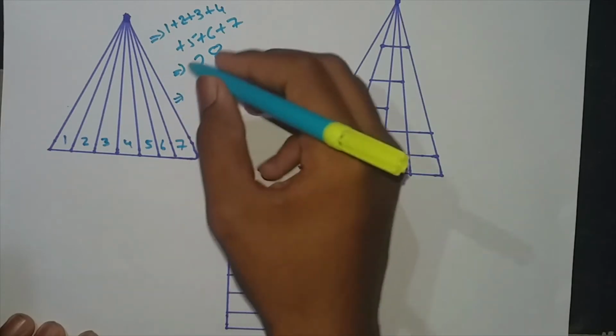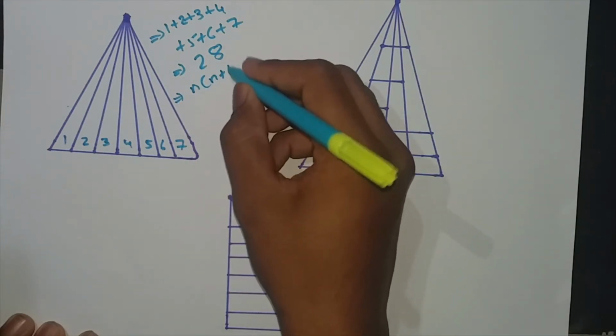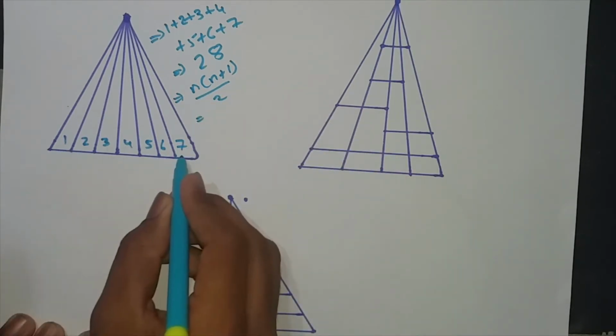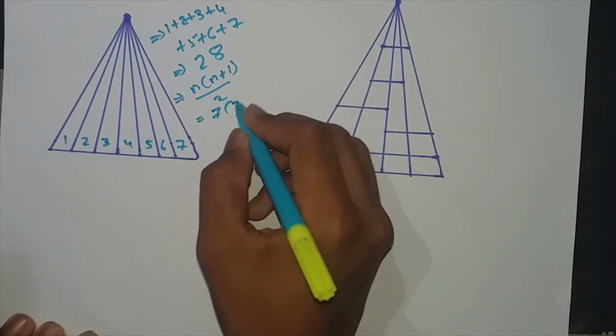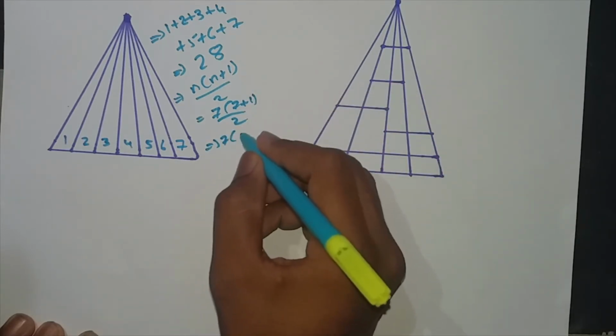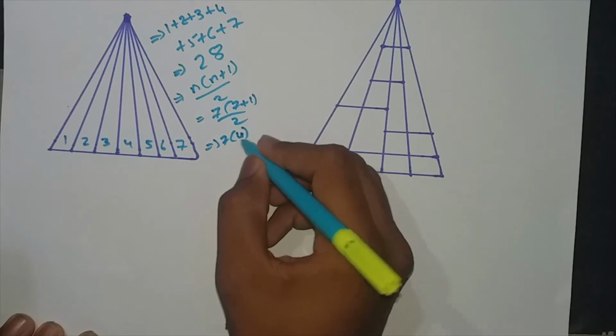By using the formula also we can do it: n times (n plus 1) divided by 2. Here n is the total number of natural numbers, 1 to 7. That means 7. 7 times (7 plus 1) by 2. That means it gives 7 times 4.